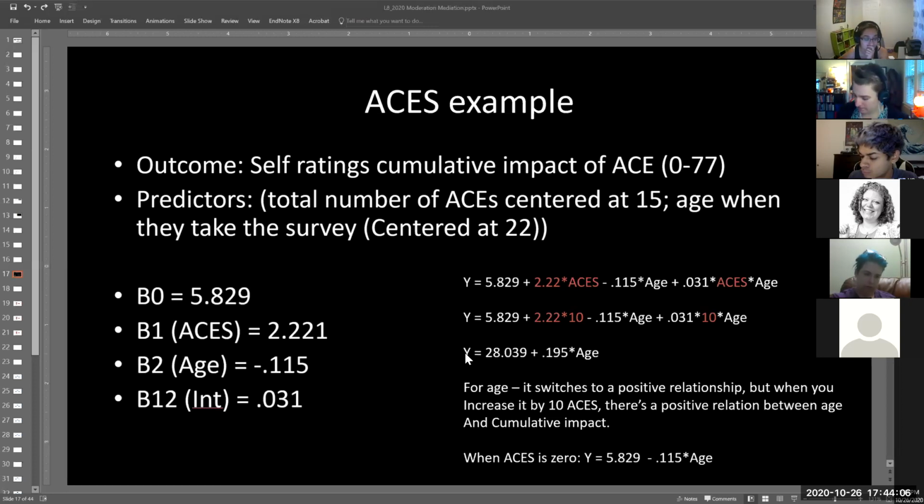And then the other thing in chat, Chloe says, so that's why we pick a point to see if the relationship changes. Yes, and that's exactly what we just did. Picked a point to see if the relationship changed.